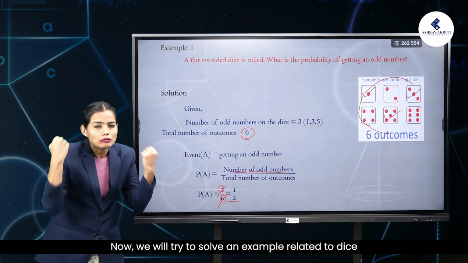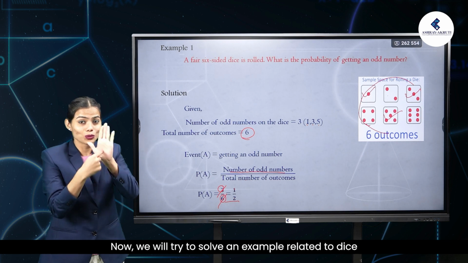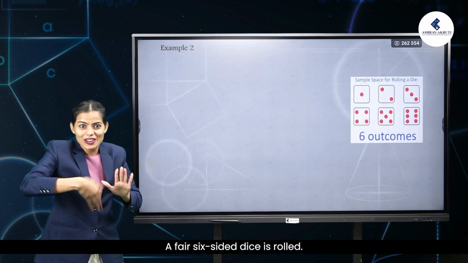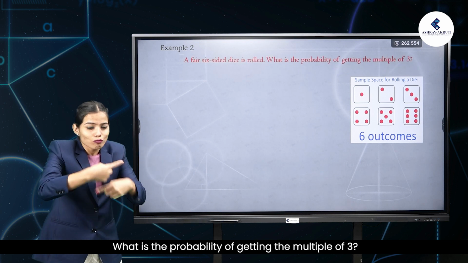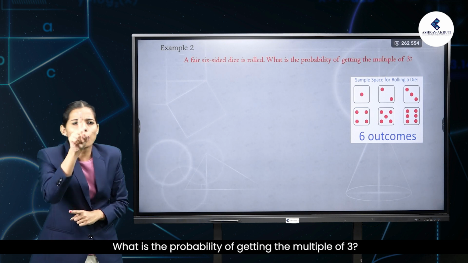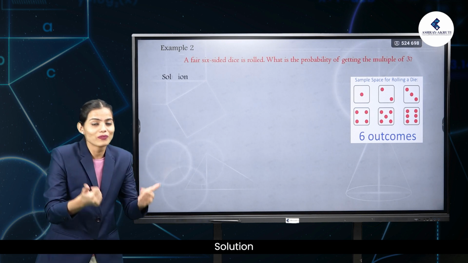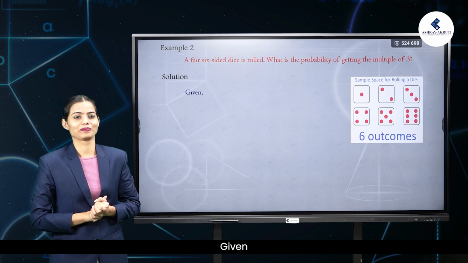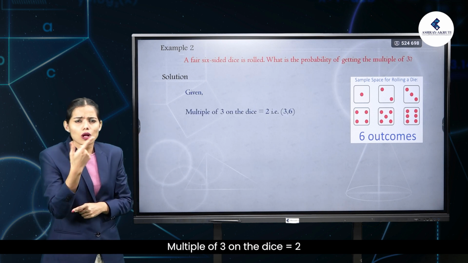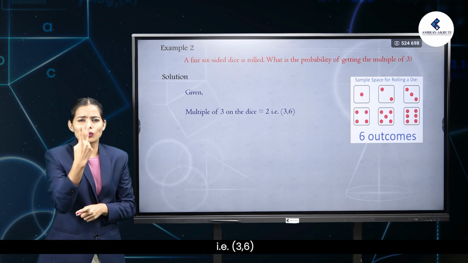Now, we will try to solve an example related to dice. Example 2. A fair six-sided dice is rolled. What is the probability of getting the multiple of 3? Solution. Given multiple of 3 on the dice is equal to 2. That is 3, 6.